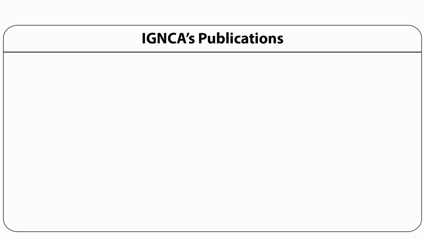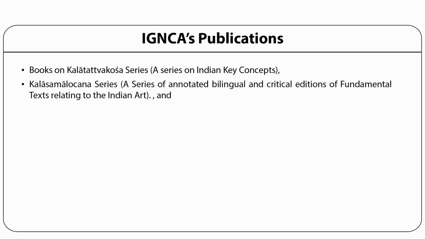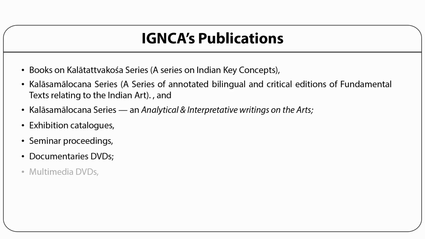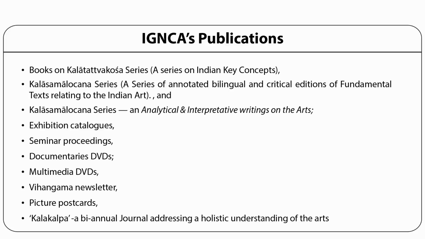IGNCA publications are books on the Kala Tattva Kosha series, a series on Indian key concepts; the Kala Mula Shastra series, a series of annotated bilingual and critical editions of fundamental texts relating to Indian art; the Kala Samalochana series, analytical and interpretive writings on the arts; exhibition catalogs, seminar proceedings, documentaries, DVDs, multimedia DVDs, the Vihangama newsletter, picture postcards, and Kala Kalpa, a biannual journal addressing a heuristic understanding of the arts.